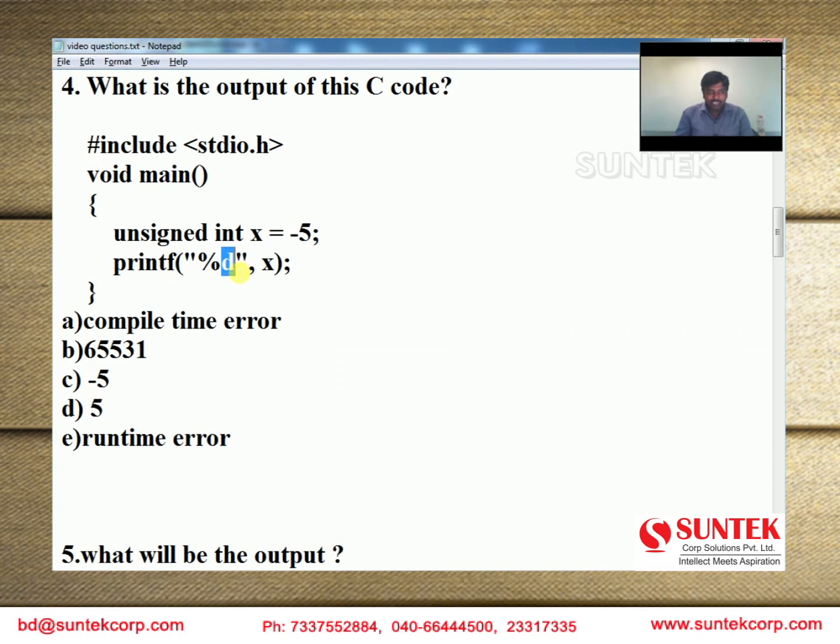Here what he has given, percent d has given. Percent d means the negative number will be printed. If it is a percent u, 65,531 will be printed. Understood, right?